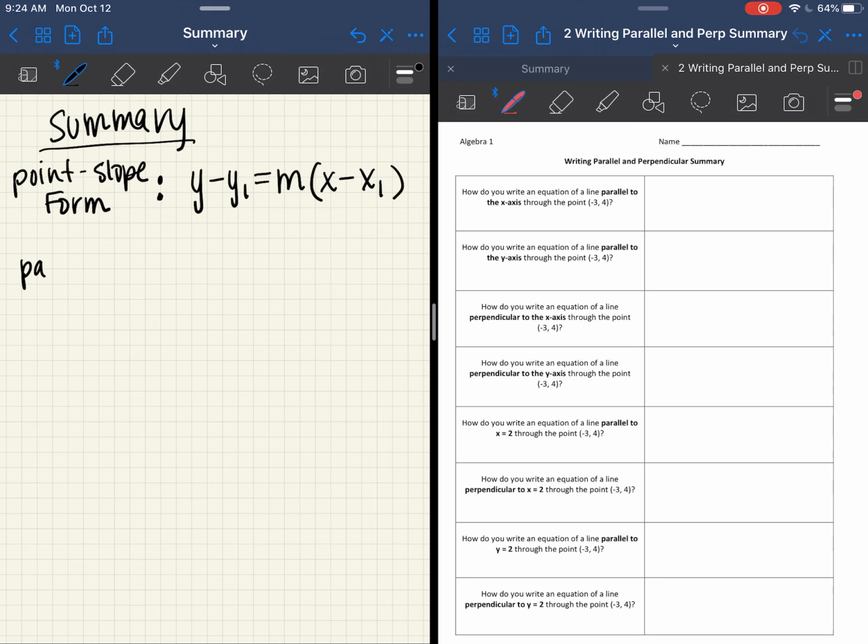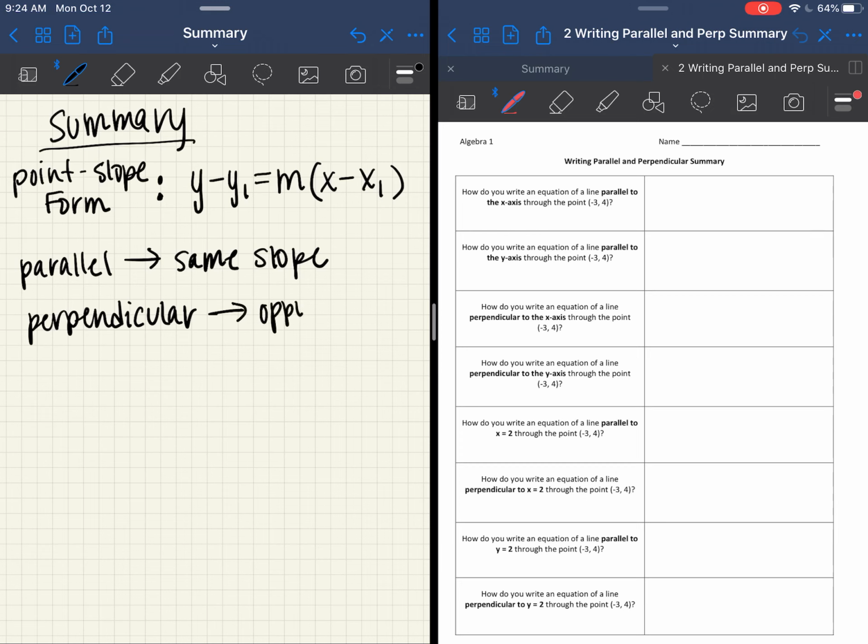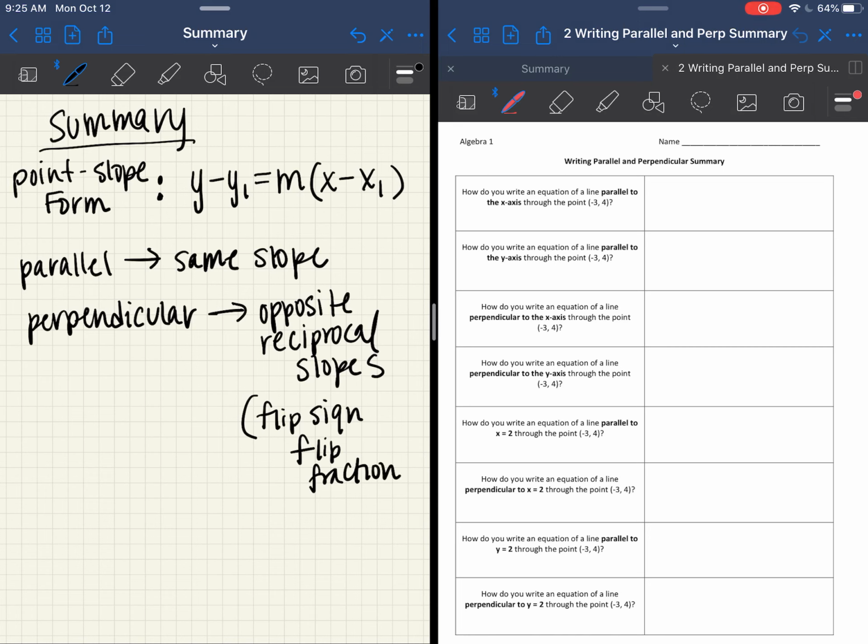The other thing we've learned is that parallel means same slope, and perpendicular means opposite reciprocal slopes. So in other words, flip sign, flip fraction.